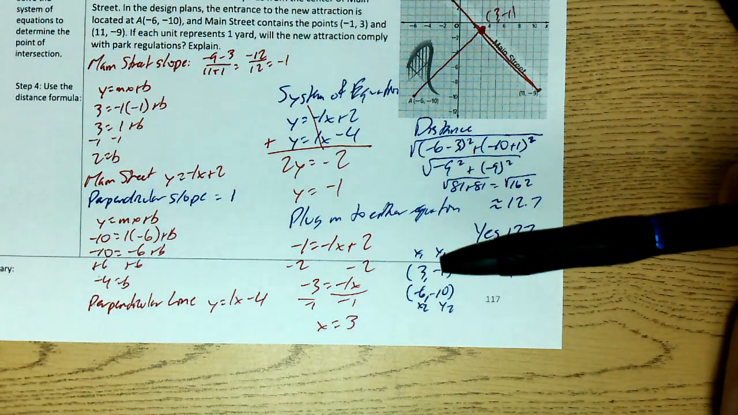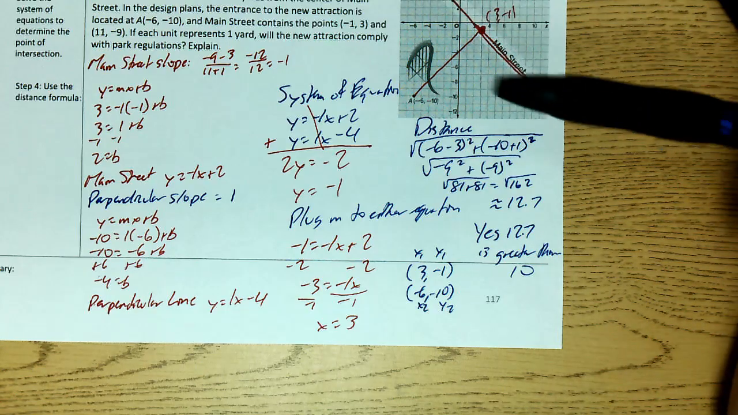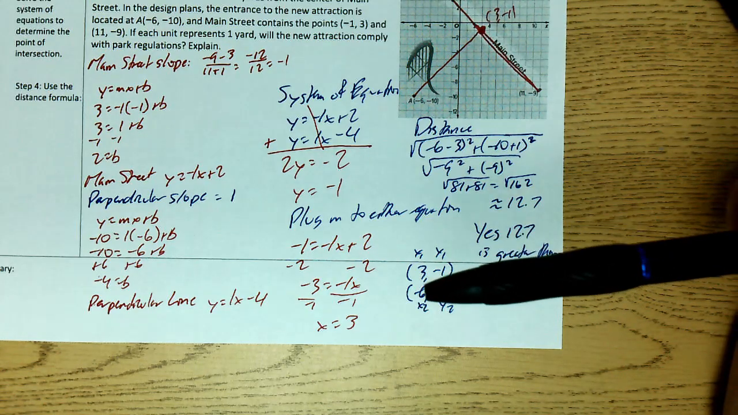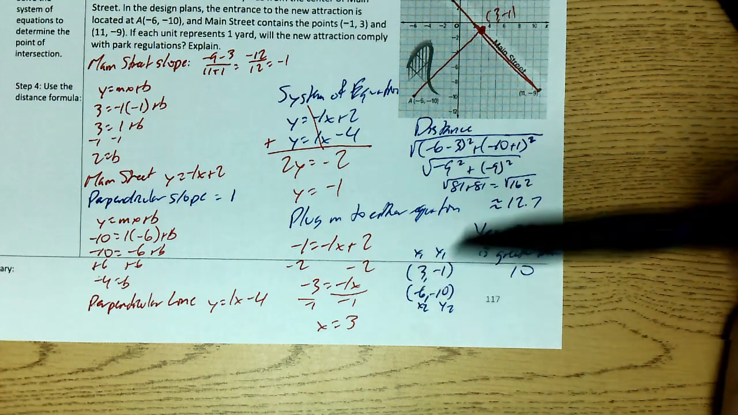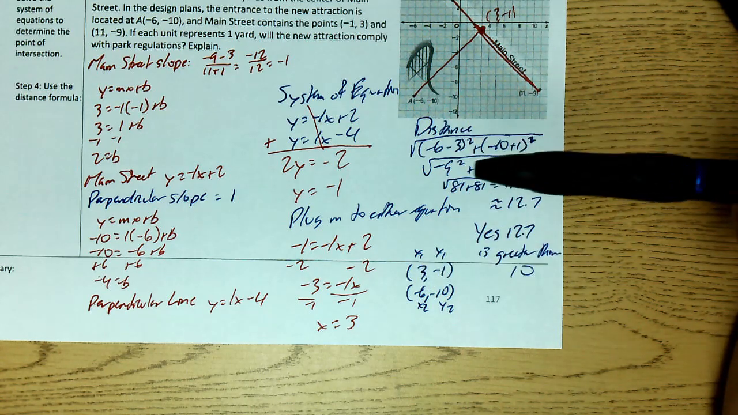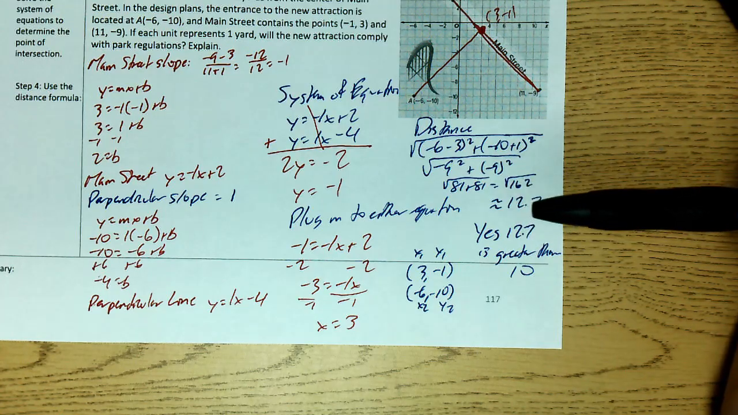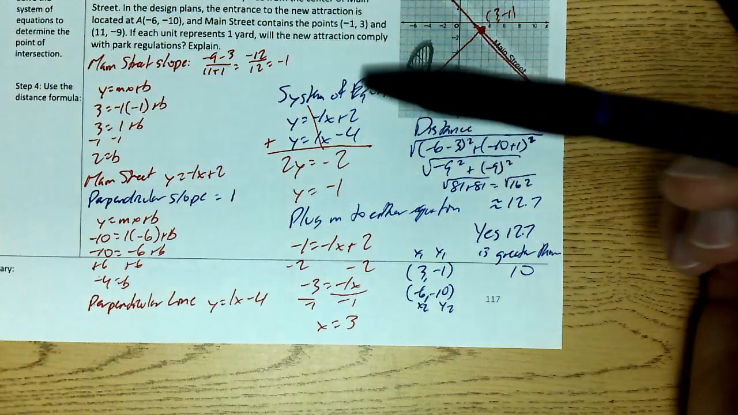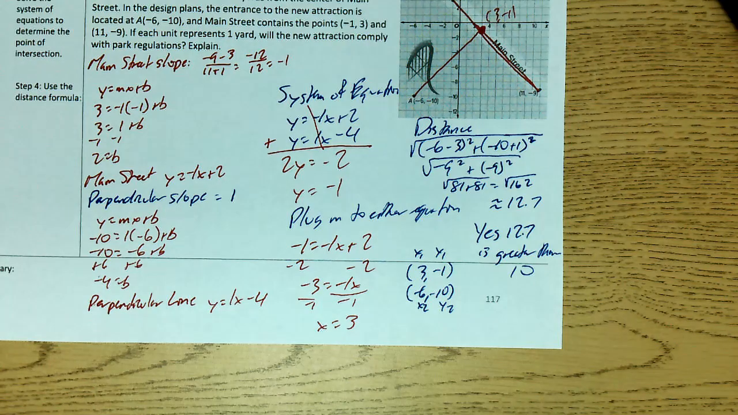So you have your new point of (3, -1) along this line, and you have your original point of (-6, -10) for the entrance of the roller coaster. You plug those two into the distance formula, you end up with the square root of 162, which is about 12.7, and that is allowed because that is greater than 10.